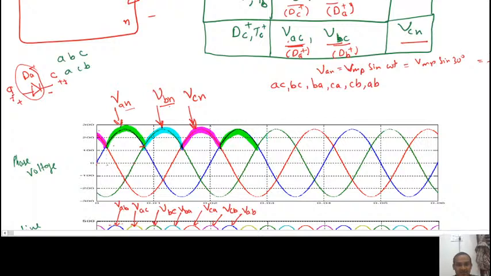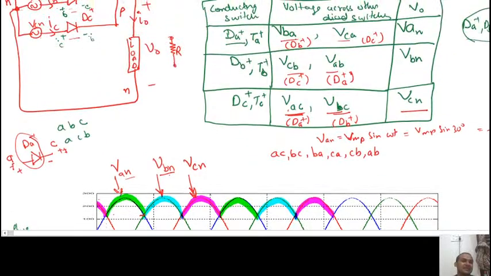Since it is a resistive load, the load current will also be similar to this. Now the next question arises: what will be the voltage across the device? That is not a very big question, because you already know how to find it. Let me find the voltage across DA. We have to find VDA positive.